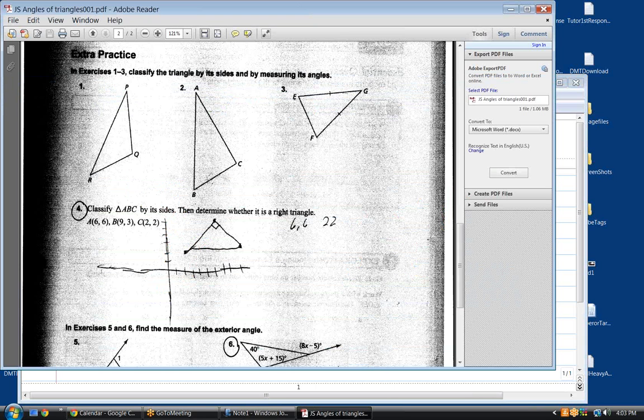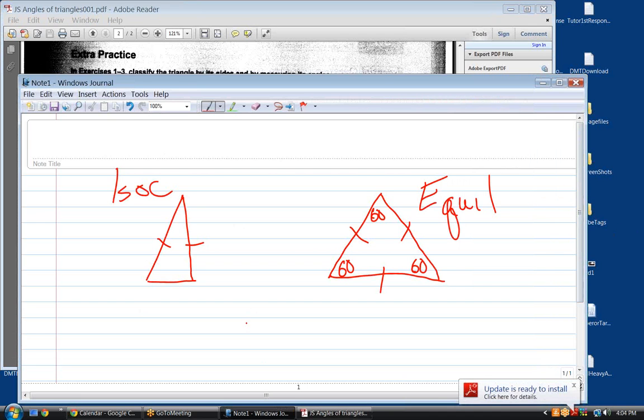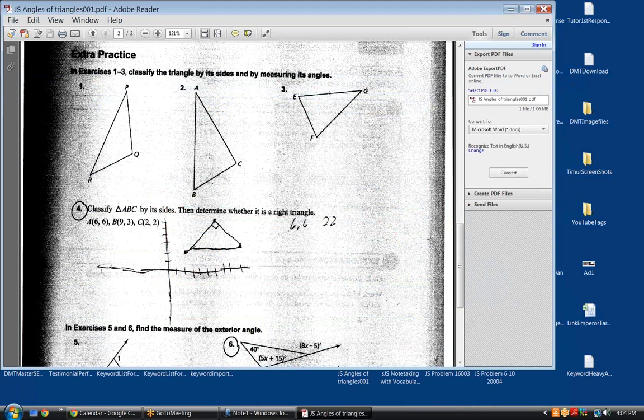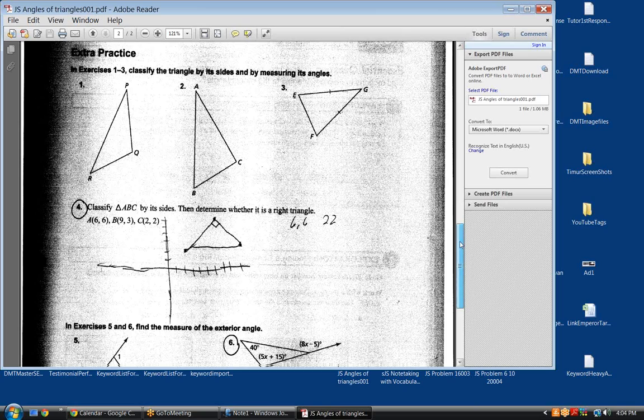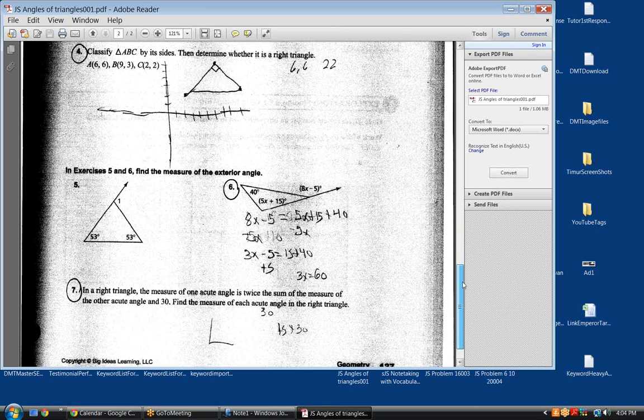However, this is neither isosceles nor equilateral, but it is the most important triangle of all, which is a right triangle. Any triangle that has a right angle, meaning a 90-degree angle, is a right triangle. That, to me, looks like a right triangle. They don't put the little square thing there, but based on the question and the other two, that looks like a right triangle. Yeah. Okay.